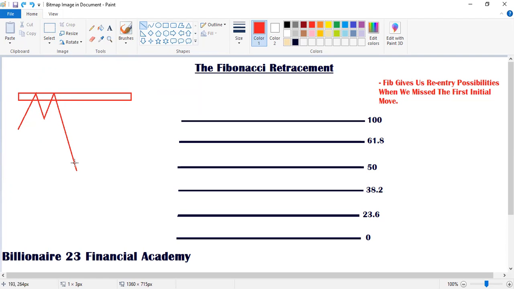We missed the initial move down. We couldn't enter here for whatever reason. So now we want to enter at the reversal or at the retracement. Reversal and retracement and pullback are basically the same thing. We know that now we have changed the trend, so we want to enter when price reverses, hoping that the market will continue to go down, which it probably will if the trend has truly changed.